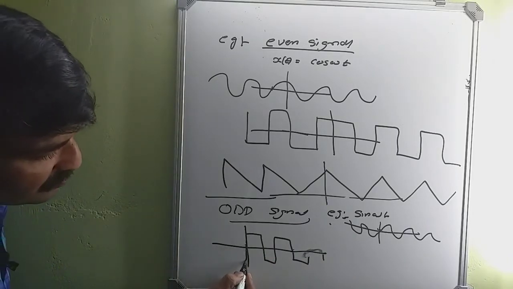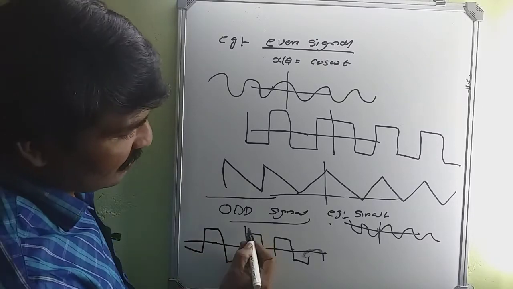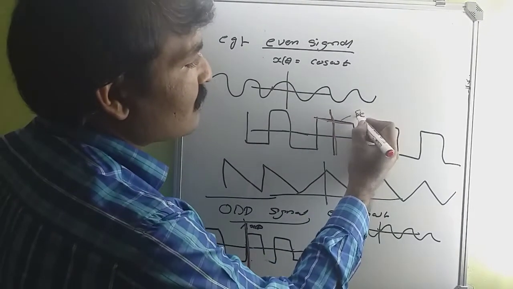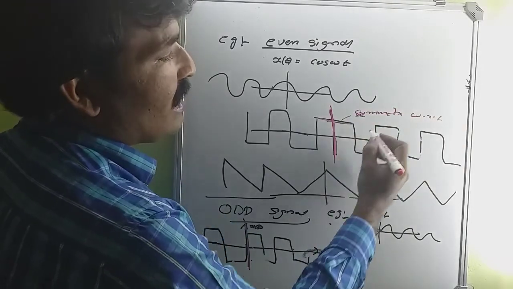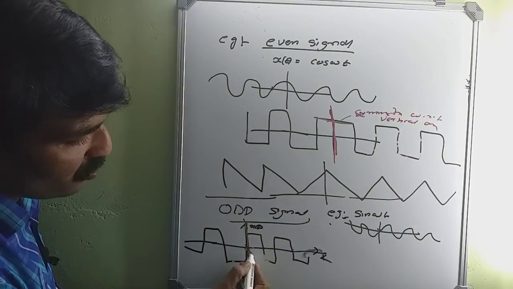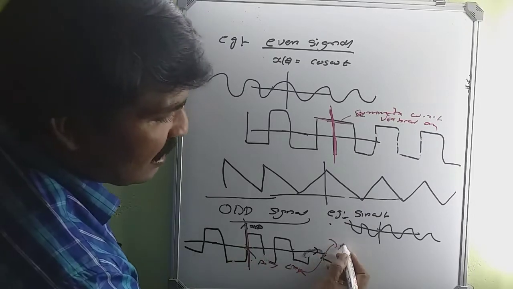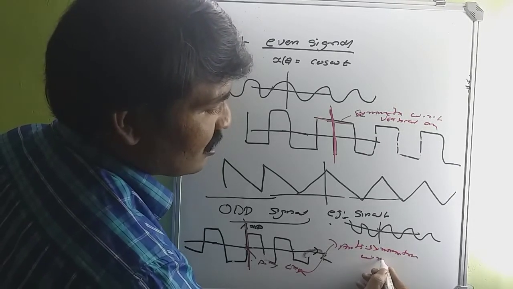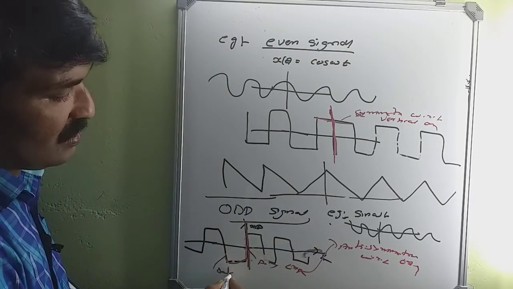Here, this square is an odd signal. This is our x of t against time. An even signal is symmetric with respect to the vertical axis. Here, this signal passes through the origin and is anti-symmetric with respect to the origin. So it is an odd signal.